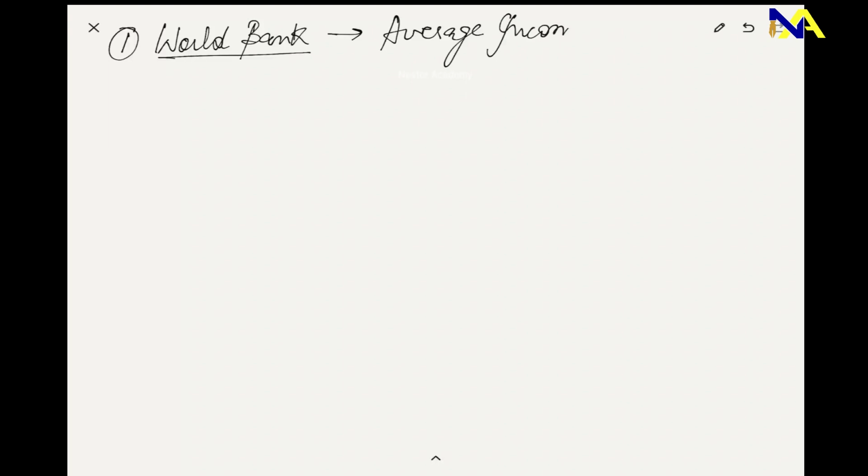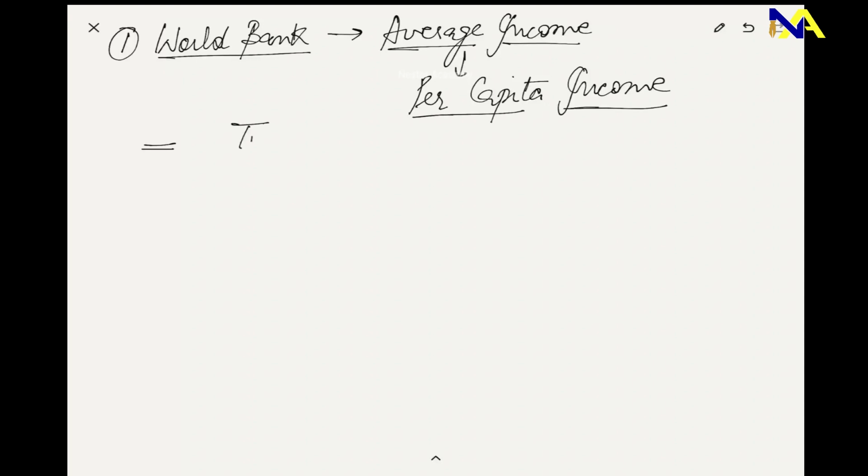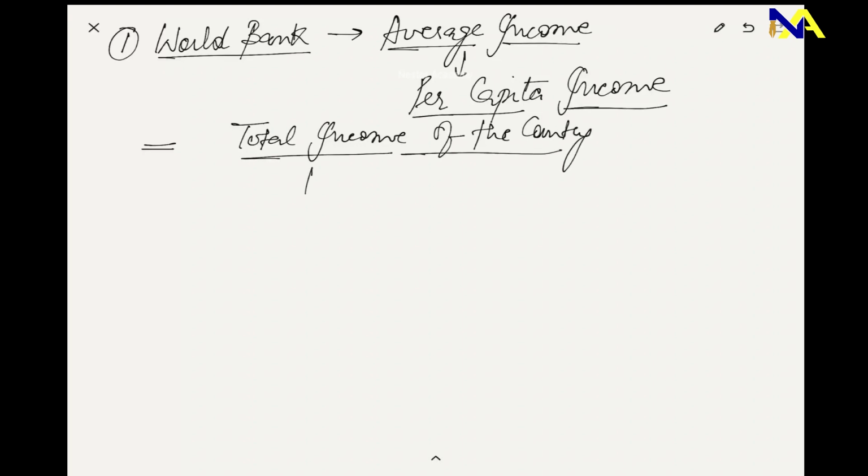To compare different countries and states, first we will talk about the criteria used by the World Bank. Now, World Bank uses only one criteria, and that is the average income. As I already told you, average income is also known as per capita income. What is meant by per capita income or average income? It was calculated by the total income of the country divided by the number of people in that country. So this is how we used to calculate average income.